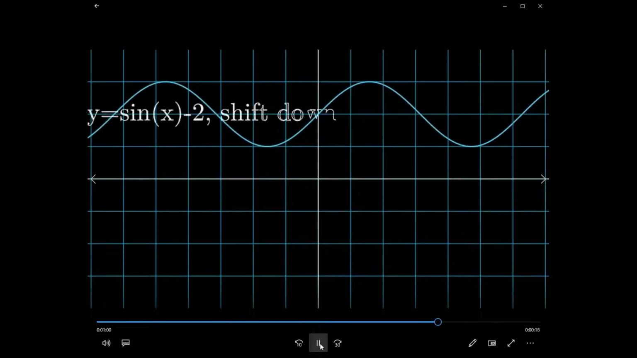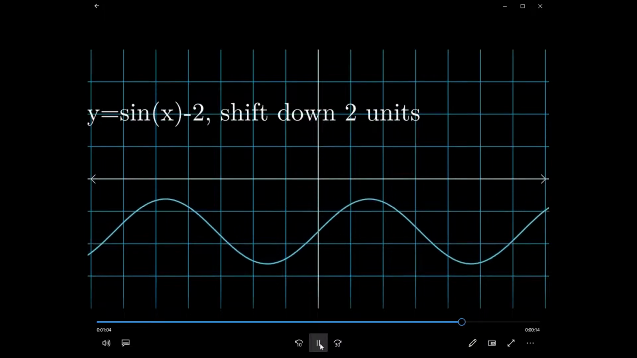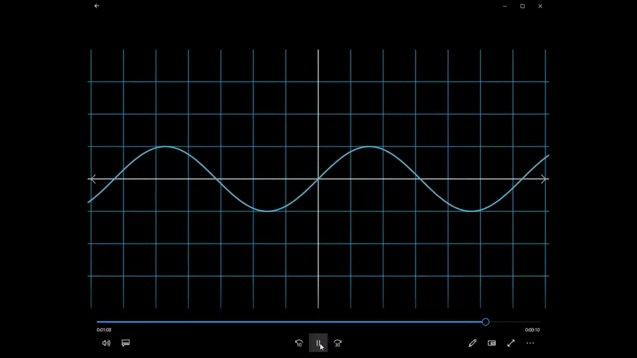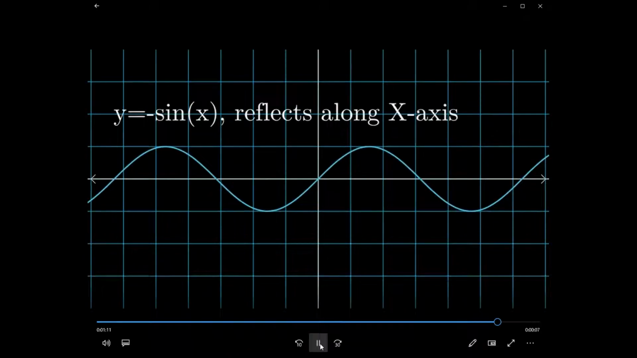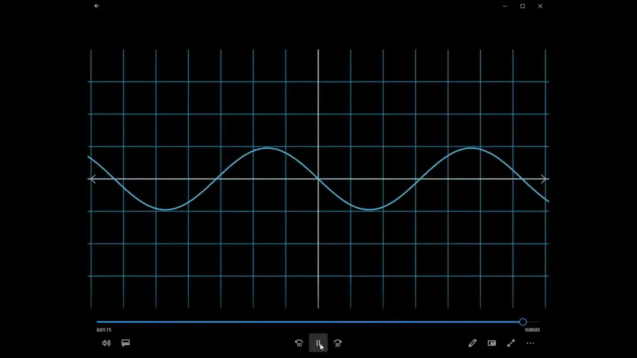D affects the vertical shift or the midline, so if d is positive, you shift up that many units. If d is negative, you shift down that many units. And lastly, a negative sign in front of the equation will flip the entire thing along the x-axis.